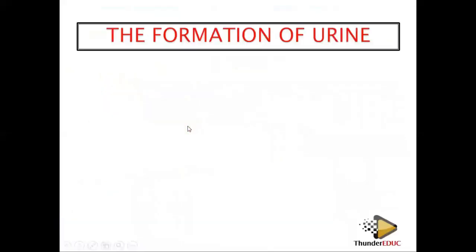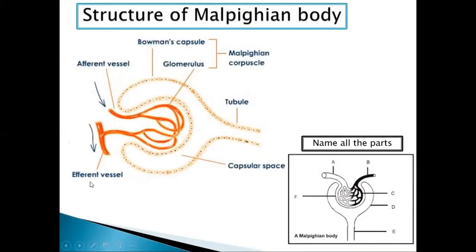This is what I've been trying to explain: this is the efferent vessel, which takes away blood. This is the afferent vessel, which brings blood. This whole thing here is the Bowman's capsule. It's like a cup, and then this is the glomerulus. The glomerulus comes and then branches. Then this structure is what you call the Malpighian body. You have the renal tubes here, and then this is what you call the capsular space, the space of the Bowman's capsule.